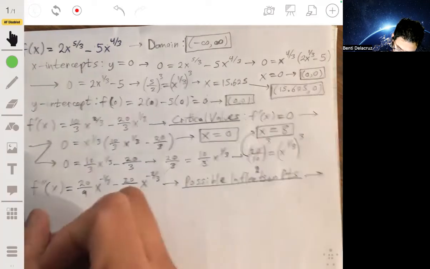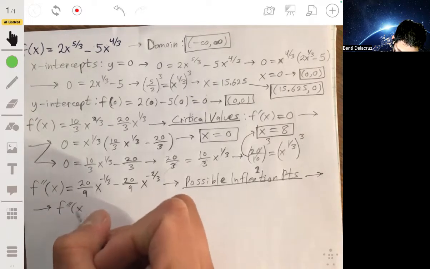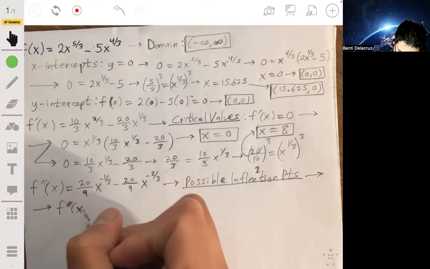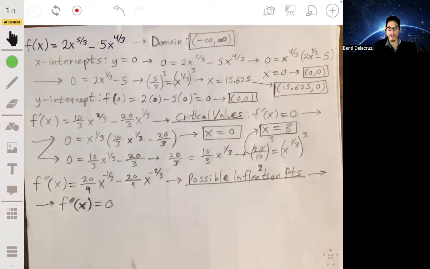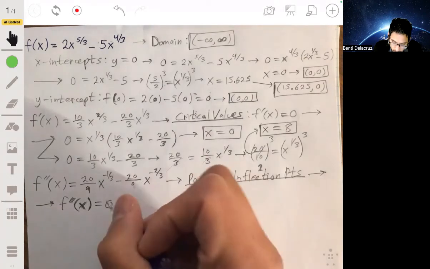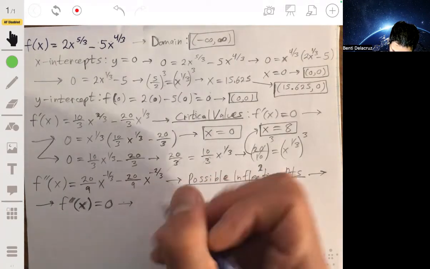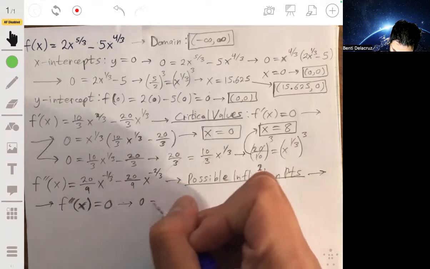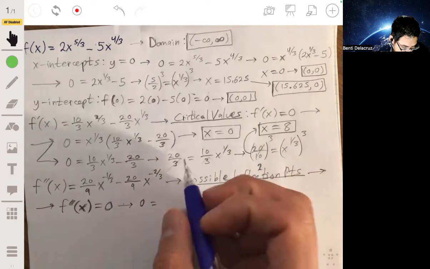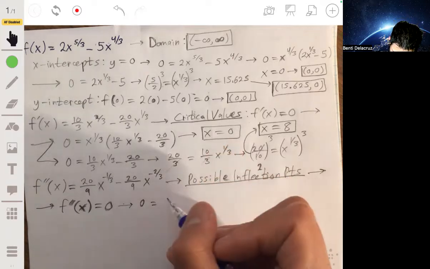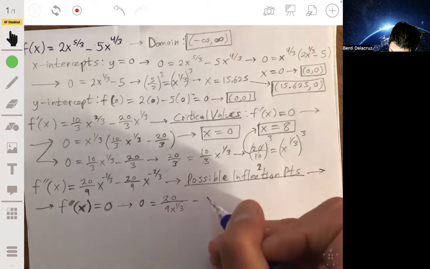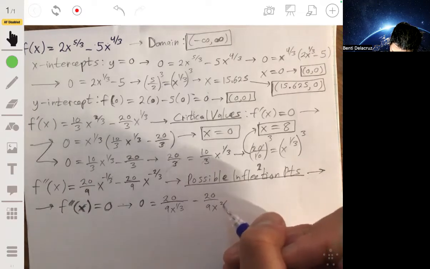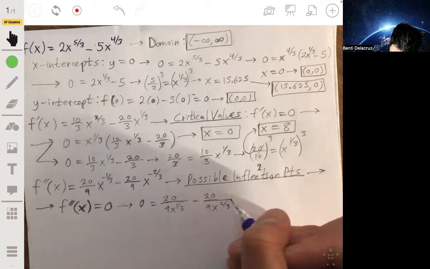For that, we want to set the second derivative equal to 0 or find where it's undefined. Find where it's undefined. I don't know why this pencil's acting really weird. All right, make this equal to 0. Now let's put these in positive powers so you can see that they're in the denominator. So we're going to have 20 over 9 times x to the 1/3 minus 20 over 9 times x to the 2/3 in the denominator.